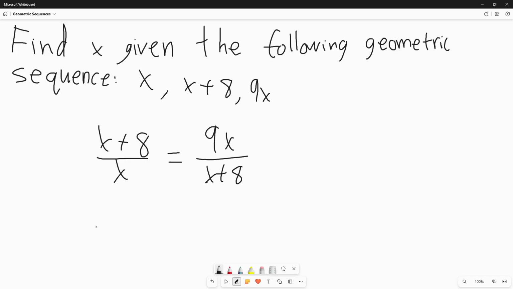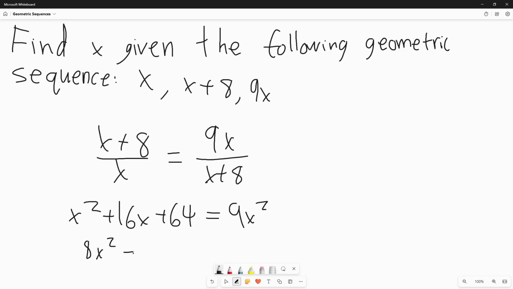And we can also do cross multiplication to simplify this. So x squared plus 16x plus 64 is equal to 9x squared. And if we simplify this, we get 8x squared minus 16x minus 64 is equal to 0.